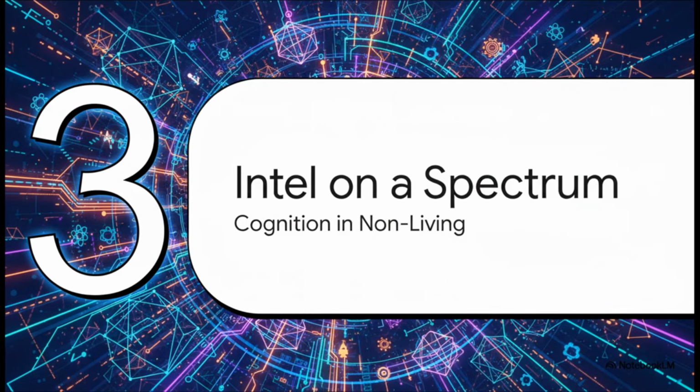Now, this idea is so big it goes way beyond just biology. It suggests that cognition, which is really just the ability to pursue goals, isn't an all-or-nothing thing. It exists on this universal spectrum that could apply to even the simplest non-living systems you can think of.